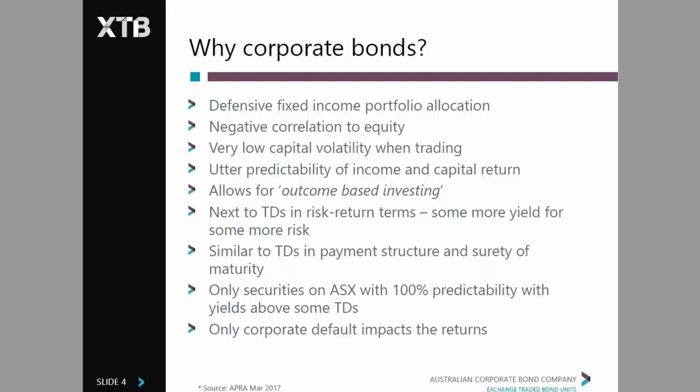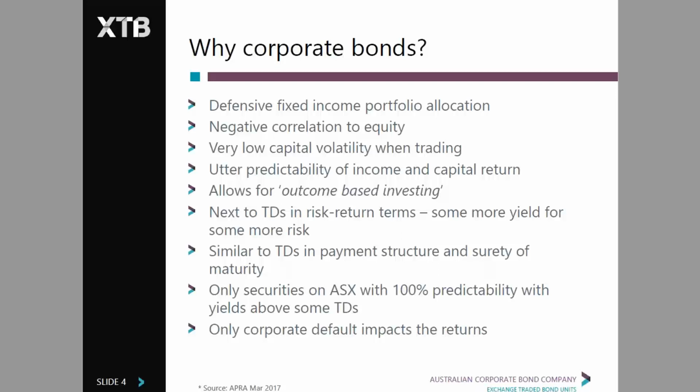As a result of their seniority in the capital stack, and as a result of the fact they mature, you have utter predictability of income and capital. What I mean by that is, on the day you invest, you know you're going to get $100 back from a bond, and you know exactly what the coupons are going to be, and you know all of those dates. So that means you know precisely what your return is going to be before you invest, subject only to the corporate meeting its obligations and not defaulting.